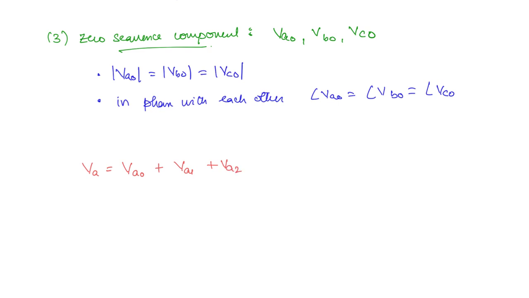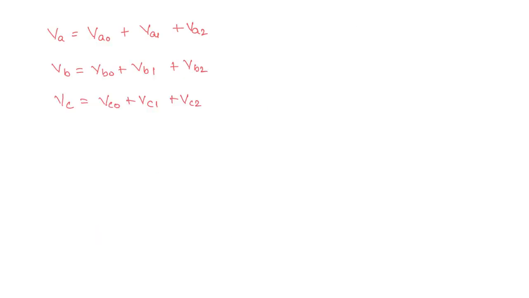Okay. So this is VA. Similarly, VB is equal to VB0 plus VB1 plus VB2, and VC is VC0 plus VC1 plus VC2. Now what we will do is we will try to get a matrix representation of these unbalanced phasors in terms of their symmetrical components. Once we get the matrix form, it will be easier to utilize while we are doing the fault analysis.